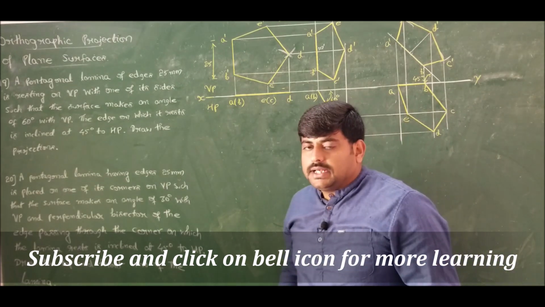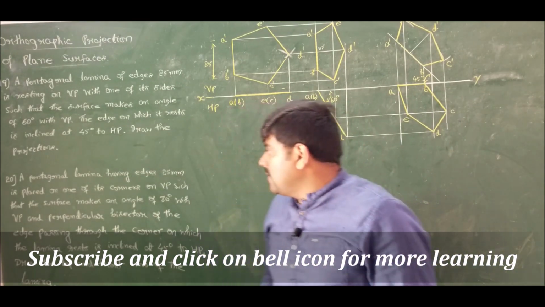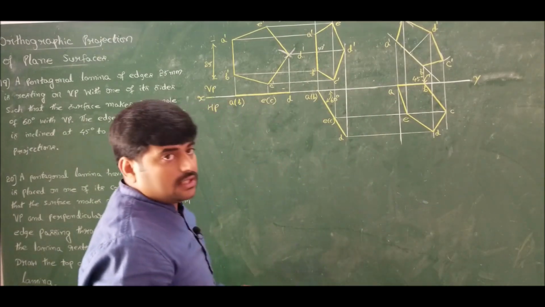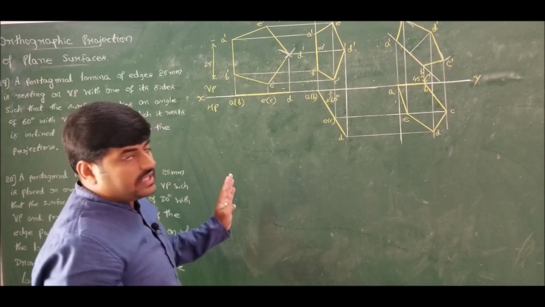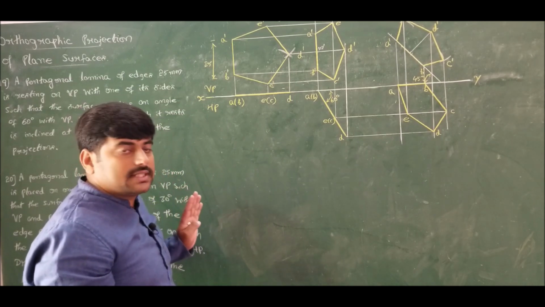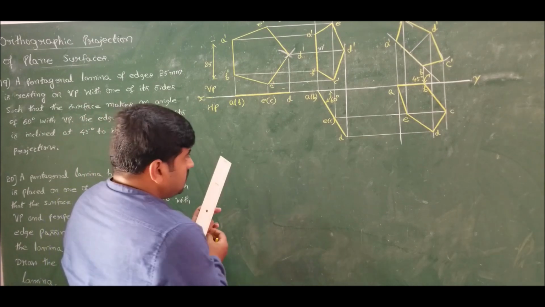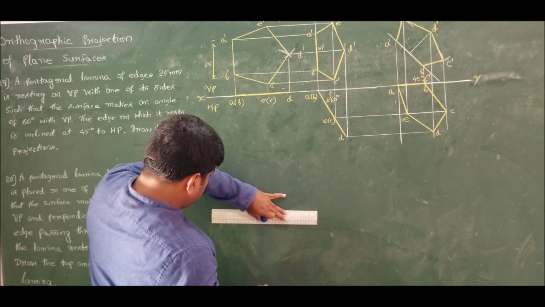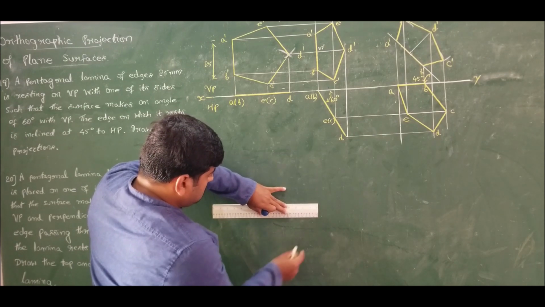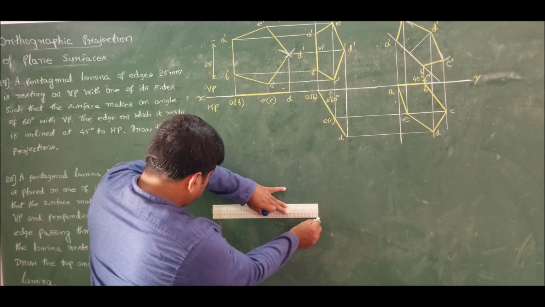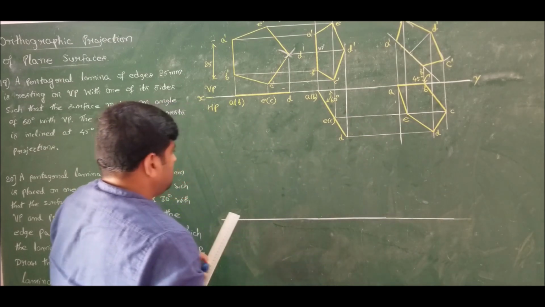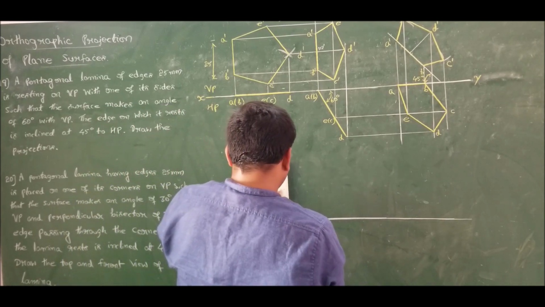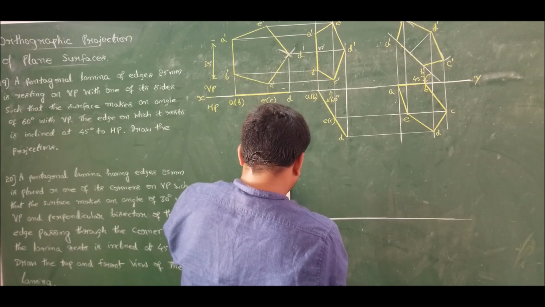We have a pentagonal laminae resting on one of its corners on vertical plane. So since we have a pentagonal laminae with one of its corners, I want to draw the pentagon in such a way that I will get the corner towards my left hand side. So let me solve this problem. First let us have XY line. Let us draw the XY line. Since I want the corner towards my left hand side, let me draw the edge towards right.